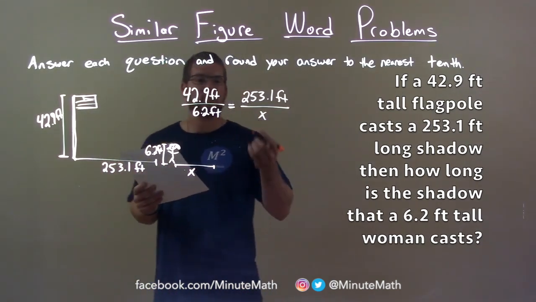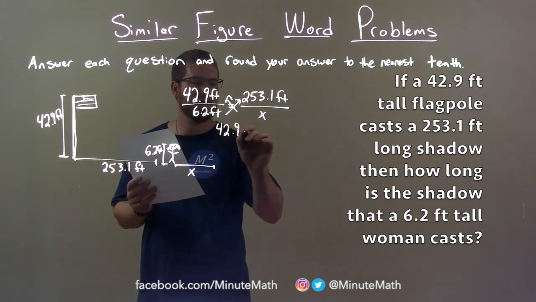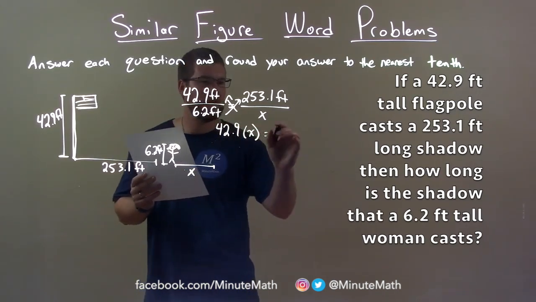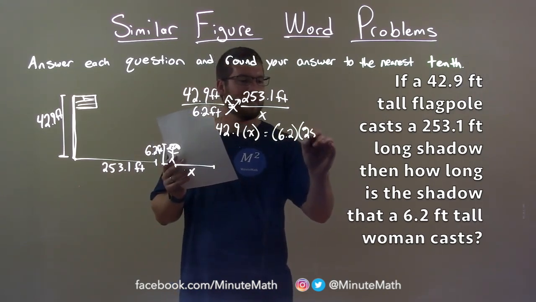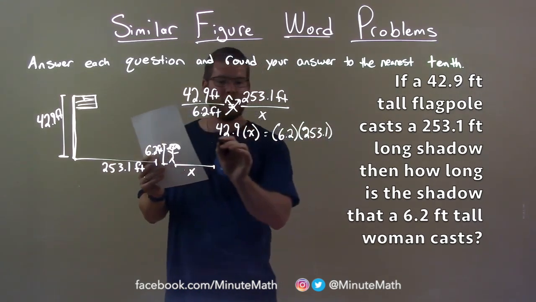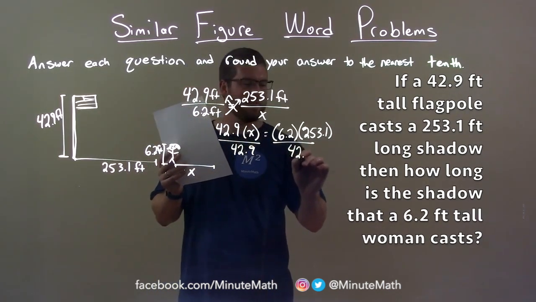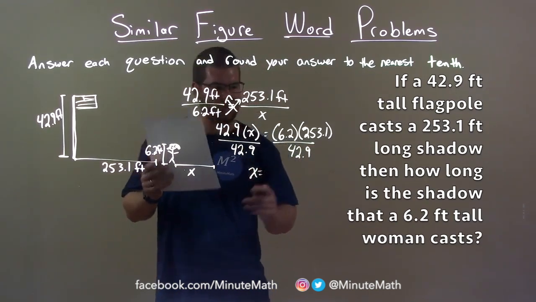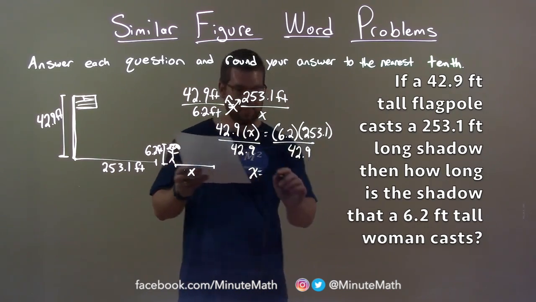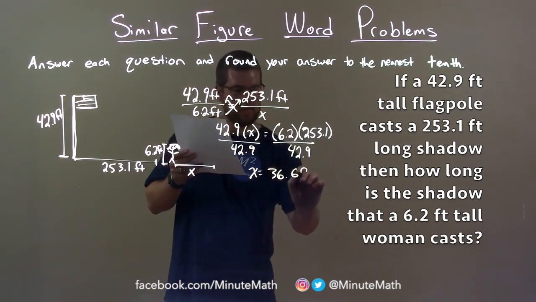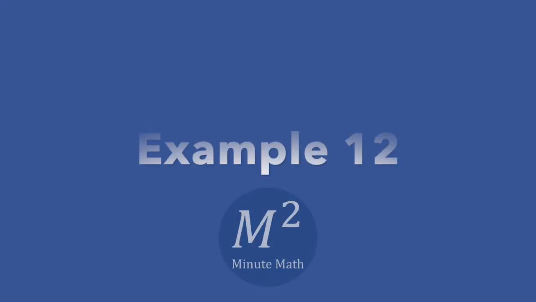Okay? So to solve, we cross multiply. 42.9 times x should equal 6.2 times 253.1. We divide both sides by 42.9, not 429, but 42.9. This gives us x by itself, and 6.2 times 253.1 divided by 42.9 is 36.6 feet. And that is the length of the shadow that the woman casts.